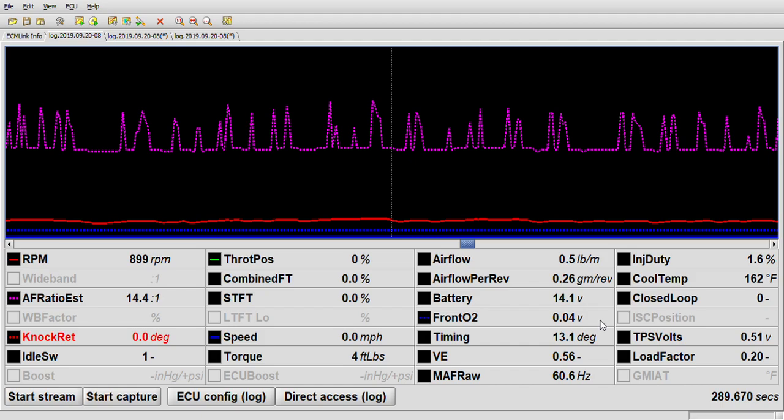But I'm just going to assume that probably the stock O2 sensor is probably dead. Might need to get that changed out as well. But other than that, that's really everything I'm seeing.